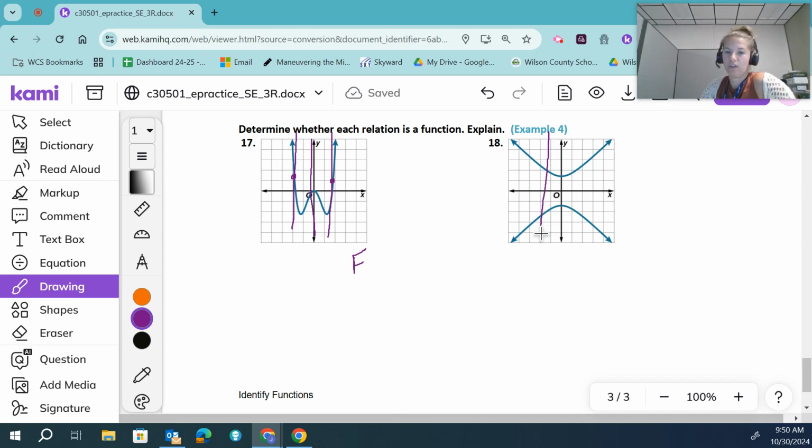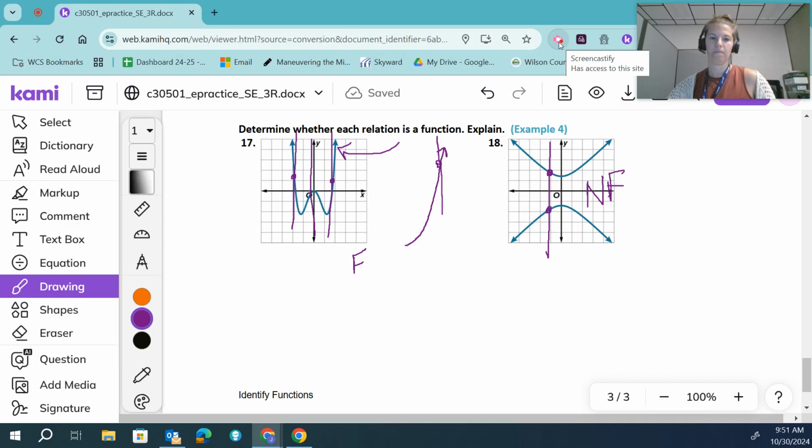Now, if I draw a vertical line here, that wasn't very vertical. If I draw a vertical line here, it hits both here and here. So that means not a function. Okay, now some of you may be asking about this part right here. This is called exponential, where it gets really, really steep, but it is still at an angle, okay, which means it's only going to hit one time. And that is how you determine if a relationship is a function.